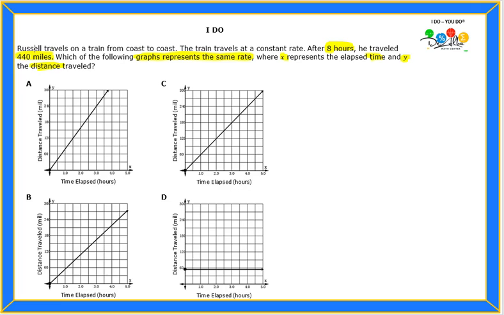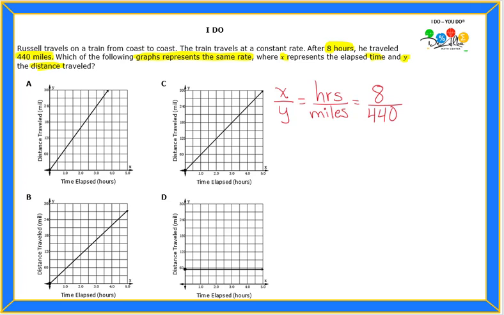So the first thing we're going to do is write down the comparison. I'm going to write down x over y. And again, you can always write down y over x, it's up to you. Now it says that x is the time, and the time is in hours, and y is the distance that he traveled, in miles. So we're going to write down hours over miles. And the problem said that he traveled 8 hours and covered 440 miles.